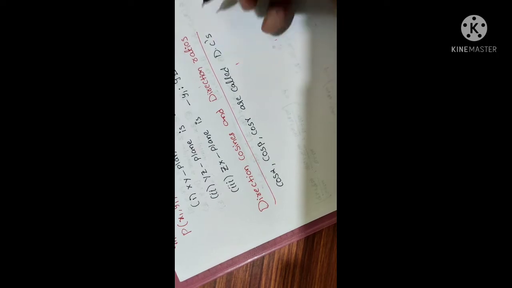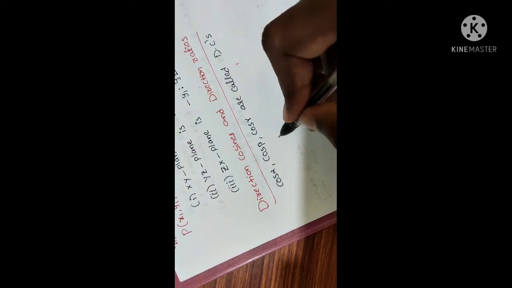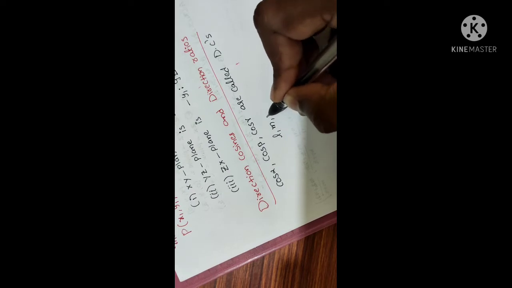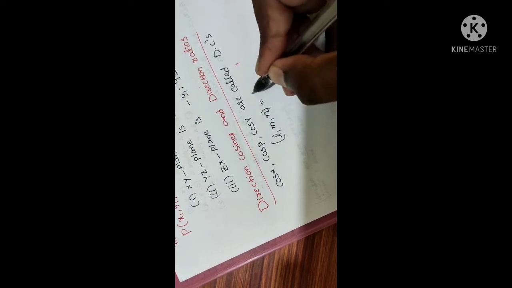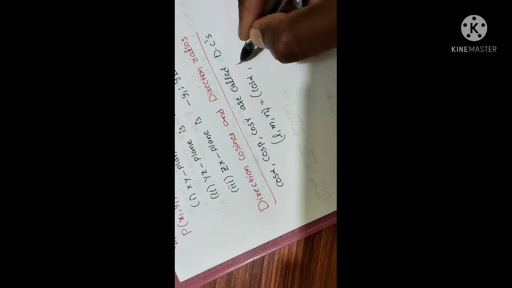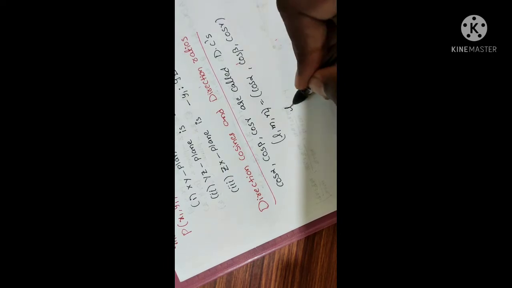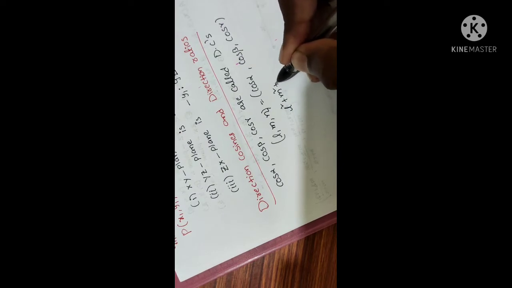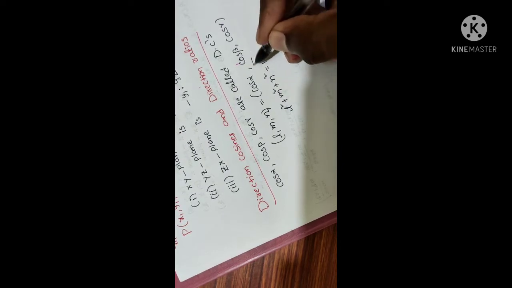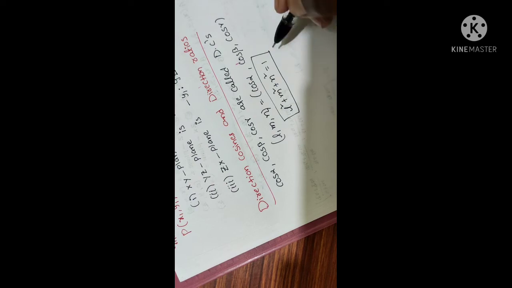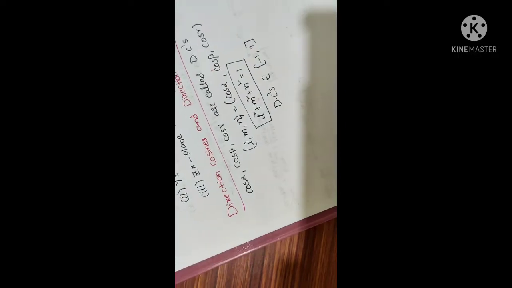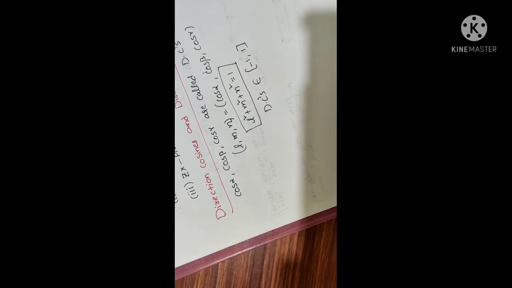direction cosines. These are denoted by L, M, N. L is cos alpha, M is cos beta, N is cos gamma. We know one condition in these direction cosines: L square plus M square plus N square is equal to 1. And these direction cosines are always in the closed interval -1 to +1 only. Okay.